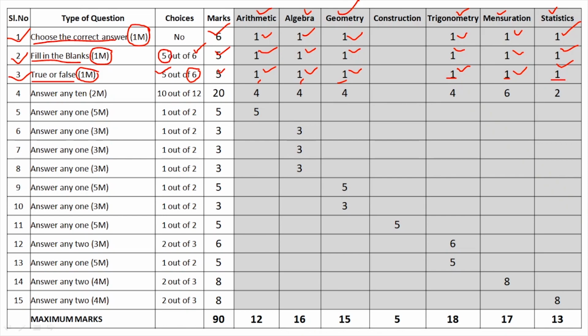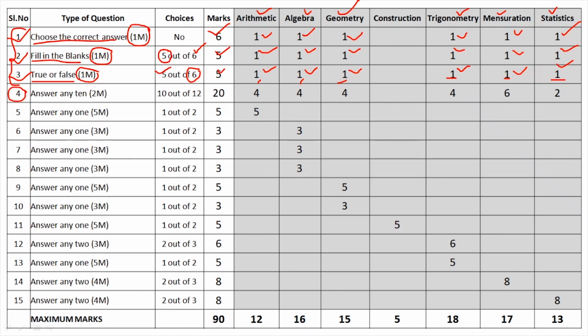So this is question number 3. Questions 1 to 3 are choose the correct answer, 1 mark each, fill in the blanks, 1 mark each, and true or false, 1 mark each. Now comes question number 4. This also you must answer in the beginning of your answer script.